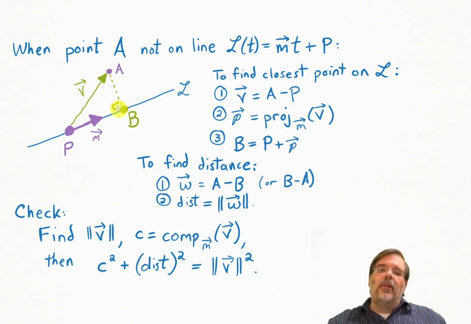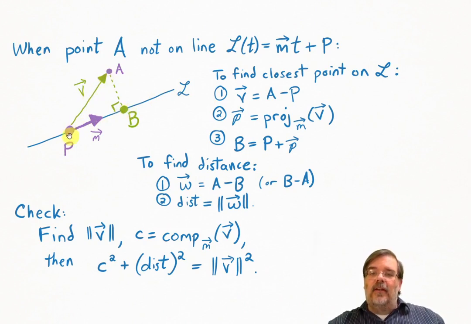So to find this closest point B, it's not too bad. It incorporates a lot of things we've learned up to this point. We can break it down into 3 steps. The first step will be to find the vector from P to A. I'll call that vector V. We can calculate that as A minus P. Next, we'll calculate the projection of this vector V onto the line.